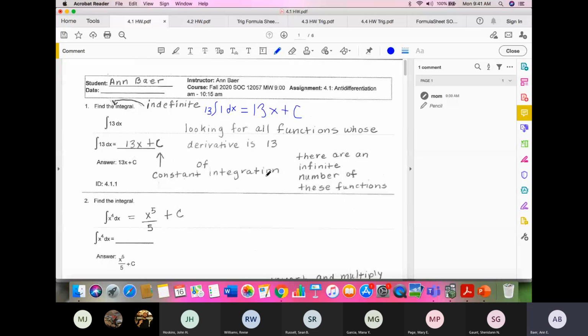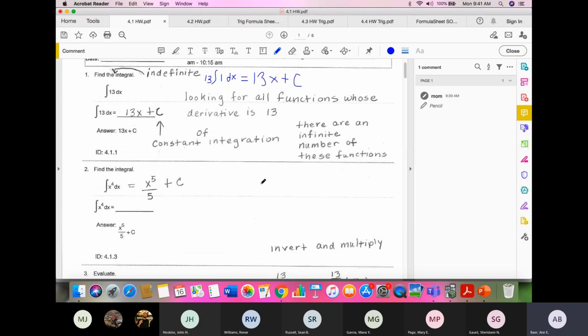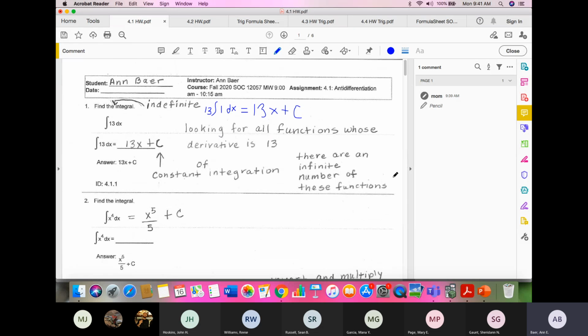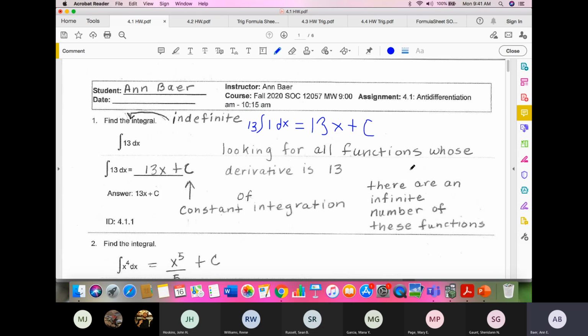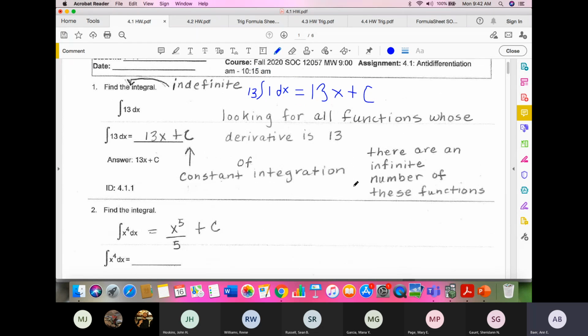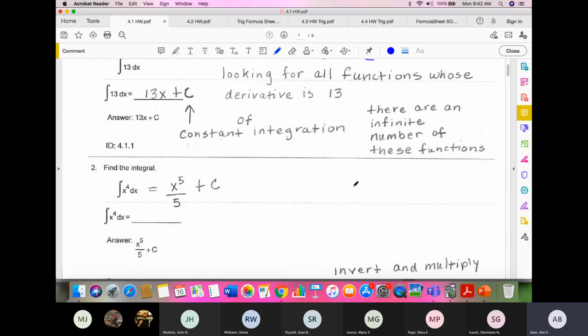And I bet you're all wondering how this all relates together. Well, we will talk about that. So let's go on. Does anybody have any questions on problem number 1? Let's take a look at problem number 2.